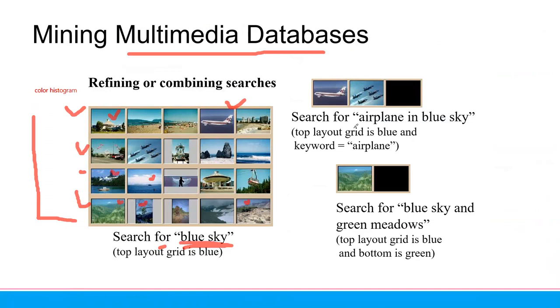If I put airplane in blue sky, it will reduce the result, so only images with an airplane. Or if I want to search with blue sky and green meadows, then it will show fewer results like this one. So you can have your own search function, and if we define this search query, you need to check out the meaning of this query, so the retrieval system can give you a good image.